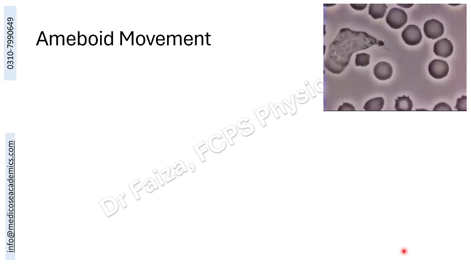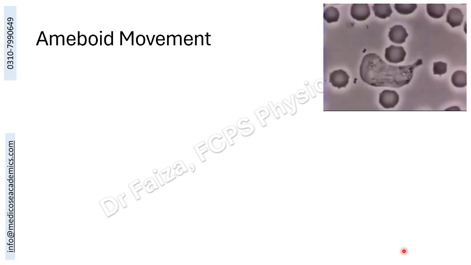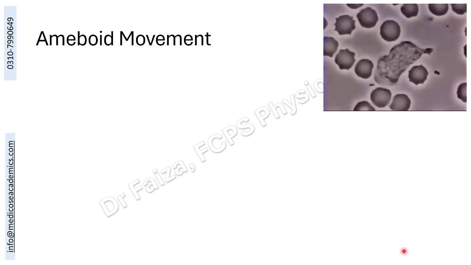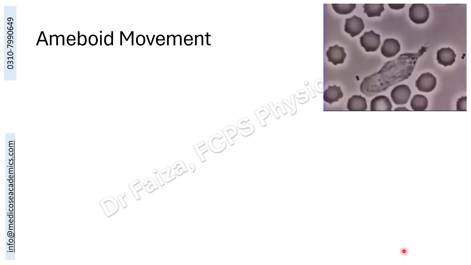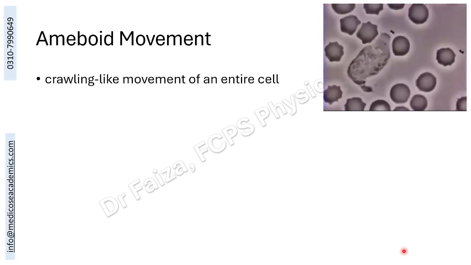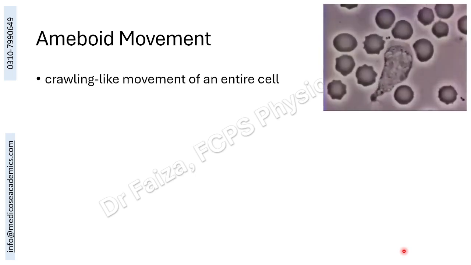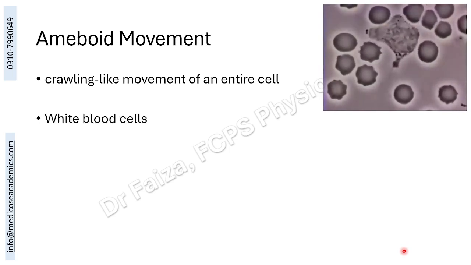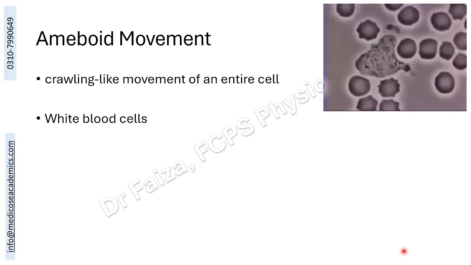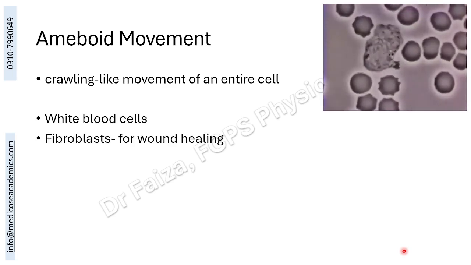So here you can see in this short video the amoeboid locomotion of a blood cell which is moving in order to digest this microbe, which is also visible. So this is a crawling-like movement of an entire cell. For example, white blood cells exhibit this type of amoeboid locomotion.